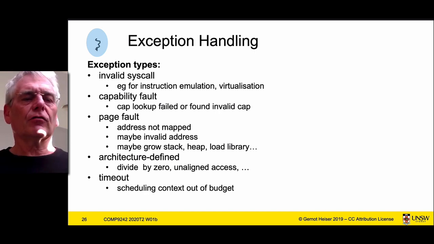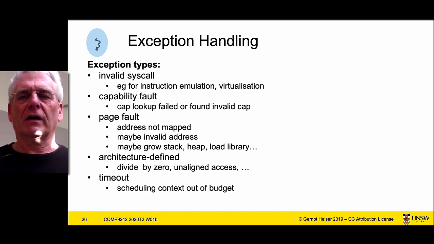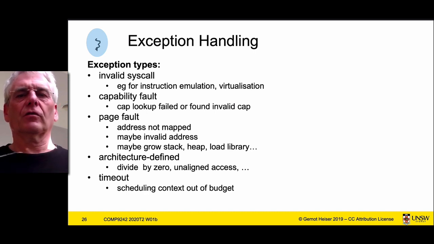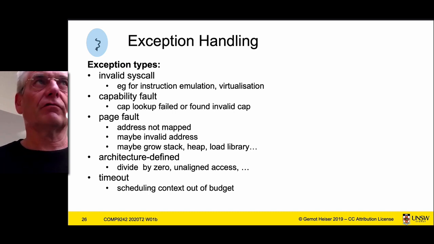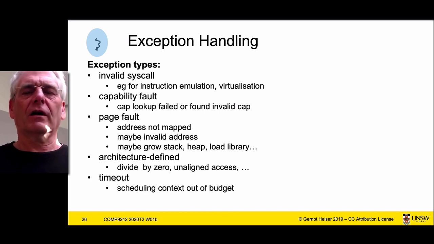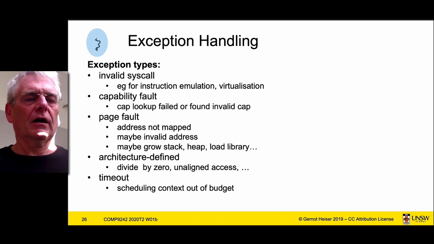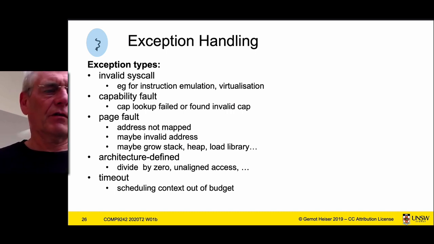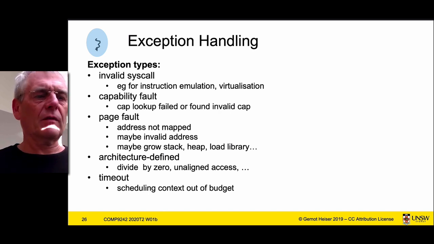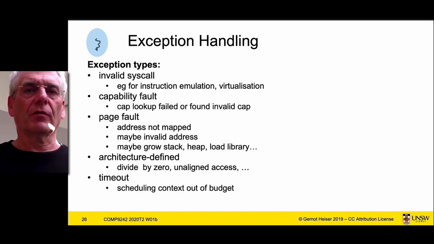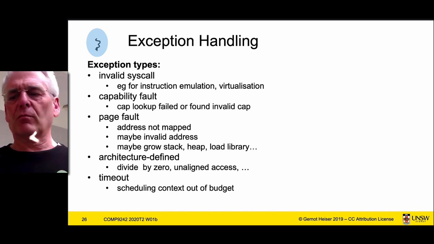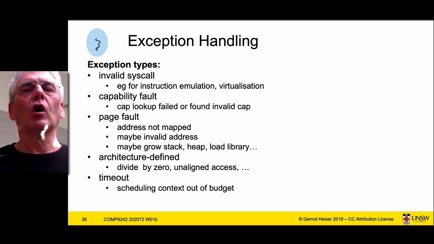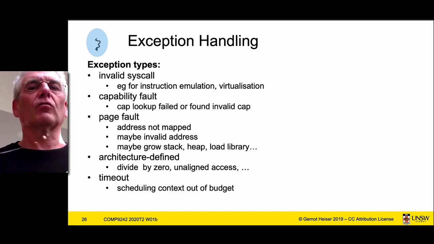Then there are capability faults. They happen if a capability is presented to the kernel, it looks it up in the C space and either doesn't find a capability, or the capability it finds there does not authorize the attempted operation. And then there are page faults. And again, page faults can arise for various reasons. Either you access an address that is not mapped, and that can be benign or not. It can mean there is a memory fault, a seg fault equivalent, or it can just simply mean you have to grow your stack and heap.